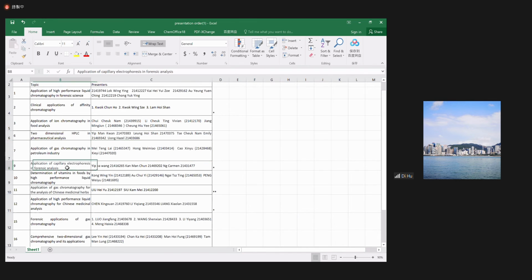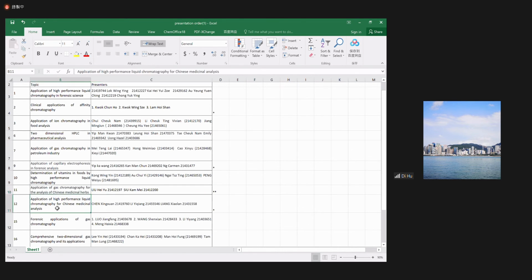Number 9, application of capillary electrophoresis in forensic analysis. We have 3 students in this group. Number 10, determination of vitamins in foods by high performance liquid chromatography, 4 students in this group. Number 11, application of gas chromatography for the analysis of Chinese medicinal herbs, which has just 2 students in this group.